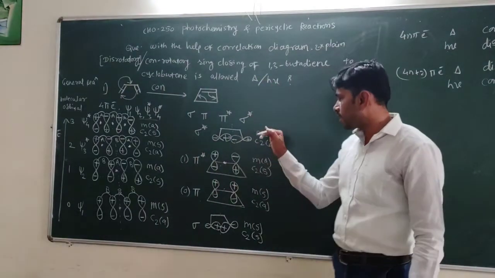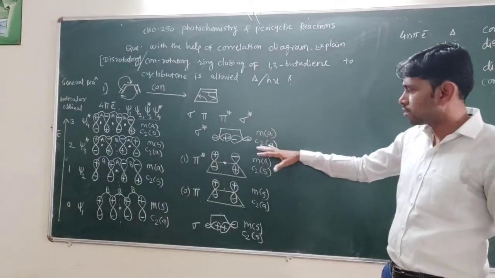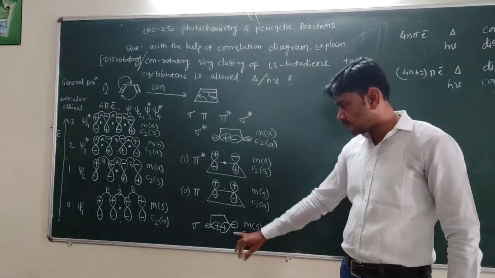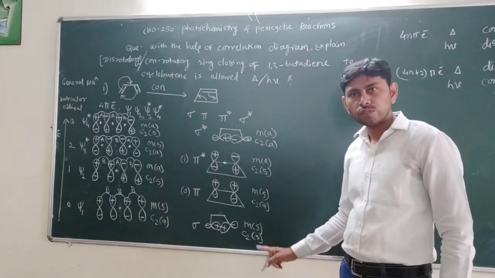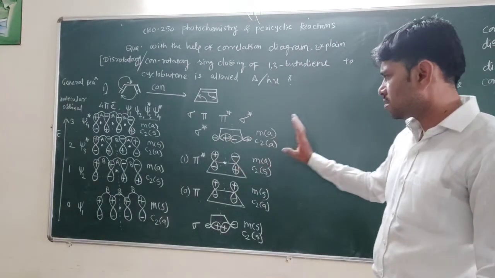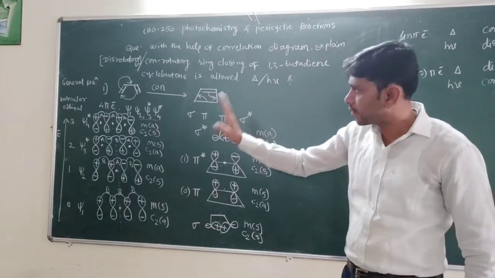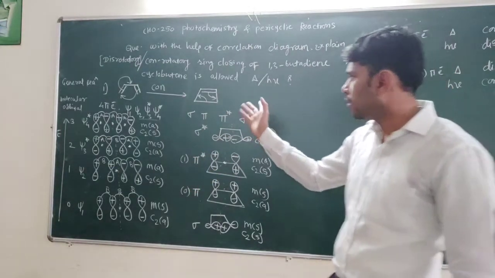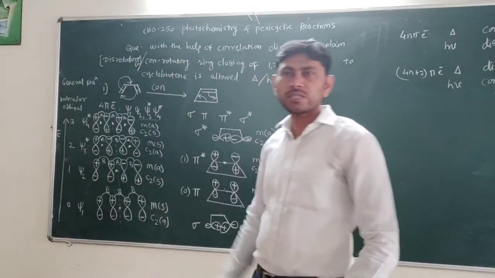So in the sigma antibonding orbital, both symmetries are absent, and in the sigma bonding orbital, both symmetries are present, and here alternate symmetries are present. Okay, so this is the symmetry representation for reactant orbital and product orbital. For the reverse reaction, you can use the same trick.